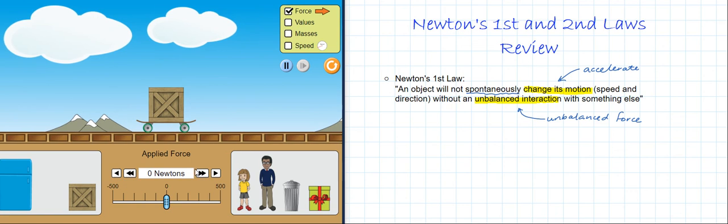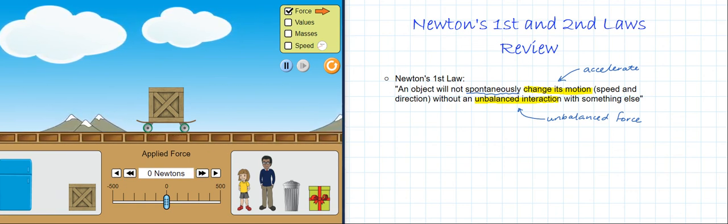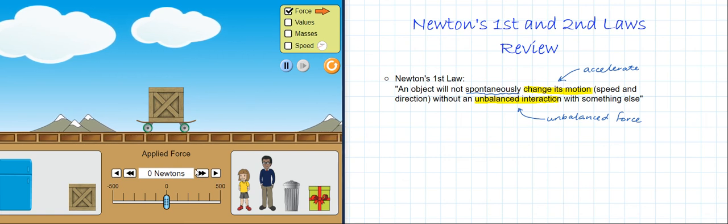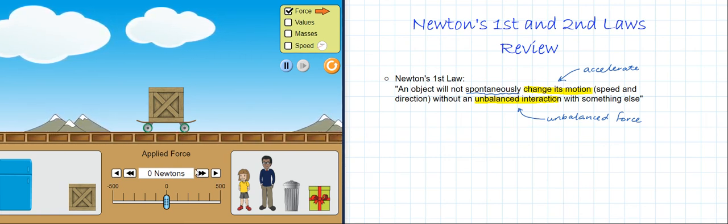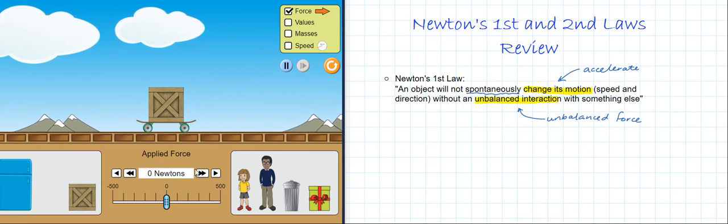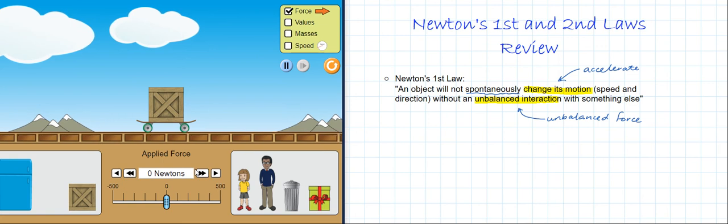When we talk about Newton's first law, we oftentimes hear it said that an object at rest will remain at rest unless acted on by an unbalanced force, or an object in motion will stay in motion unless acted on by an unbalanced force. That's the same thing as what this says. So the object will not spontaneously change its motion, whether it starts at rest or at some specific speed, unless there's an unbalanced interaction with something else. If there's a balanced interaction, speed's not going to change. Motion's not going to change, so it will not accelerate.